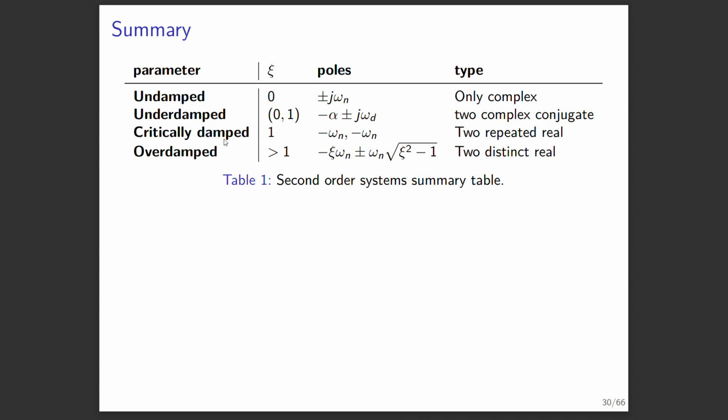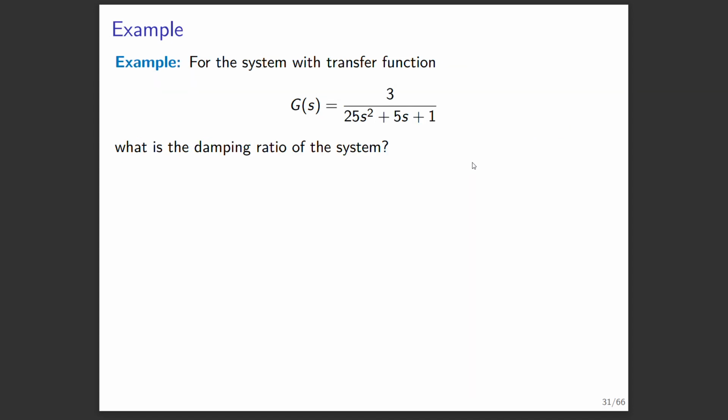Critically damped is when C is 1, and you have 2 repeated poles, so you have the same number as your poles, and they are both real. And then overdamped is when C is greater than 1, and you have 2 distinct real poles.